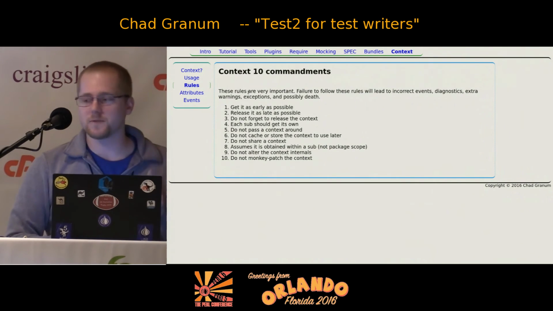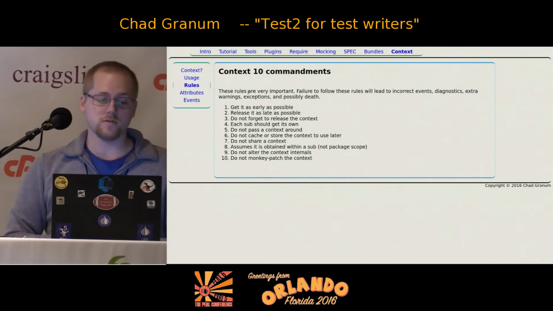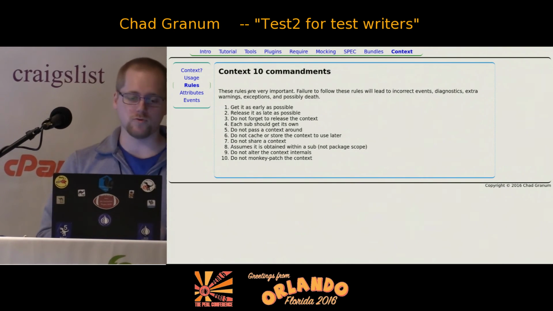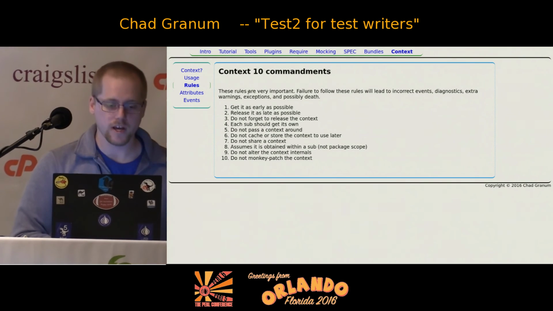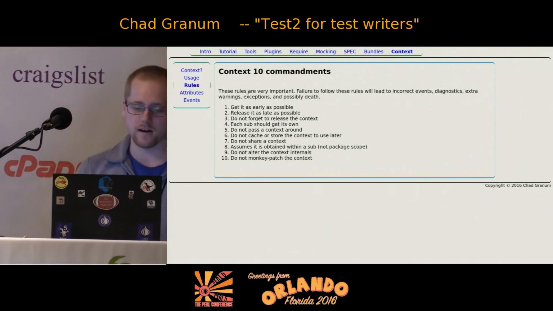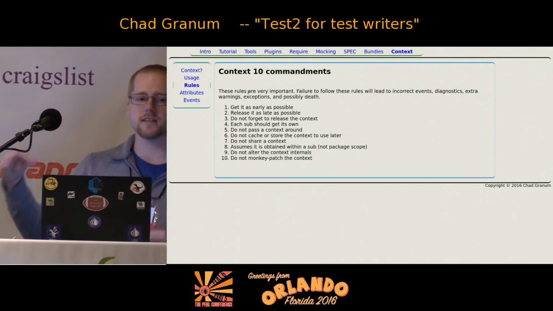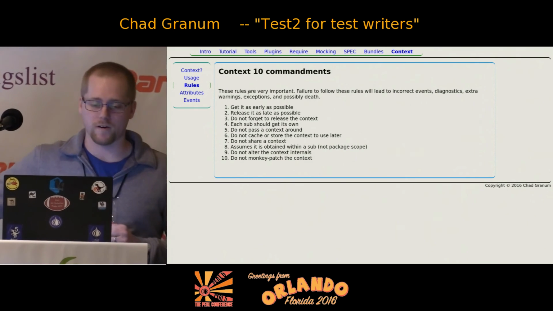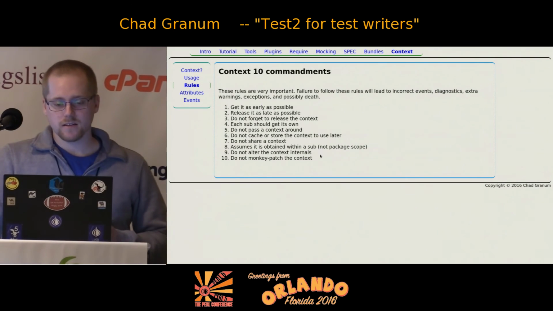Ten commandments of your context. Get it as early as possible, release it as late as possible. Do not forget to release it. Each sub should get its own context. You do not pass the contexts around. You do not cache them to use later. You do not share them. Basically, your function gets a context. It belongs to that function. Do not give it to another function. It won't work right.